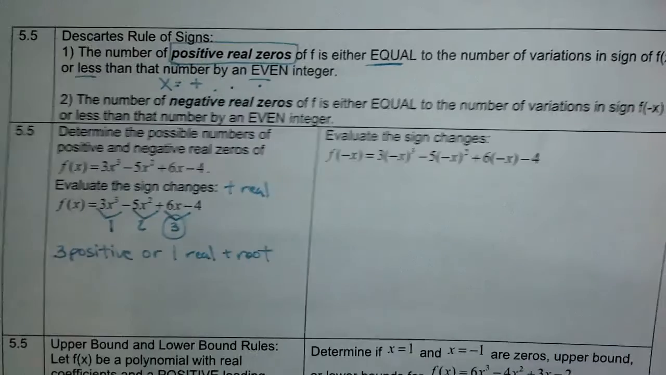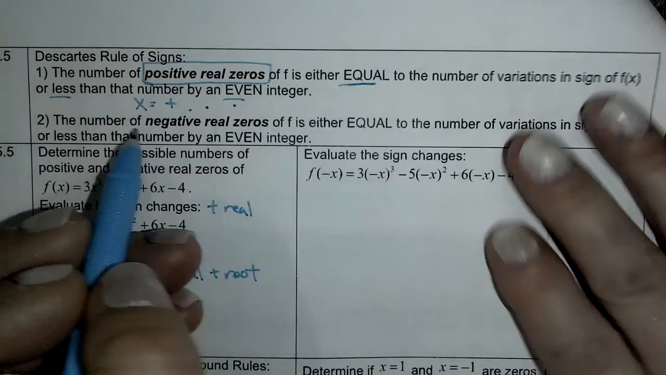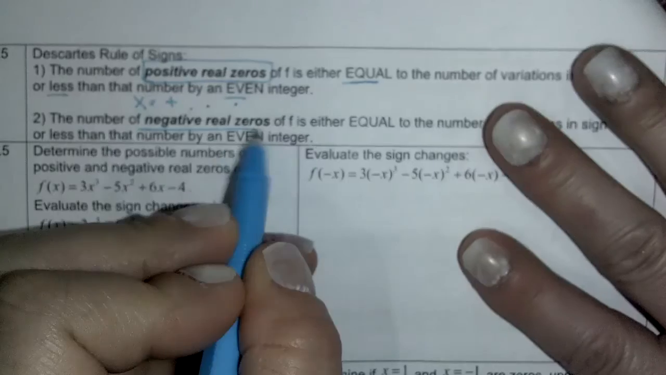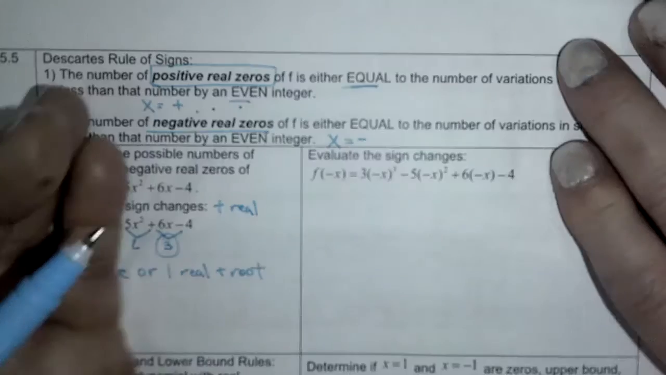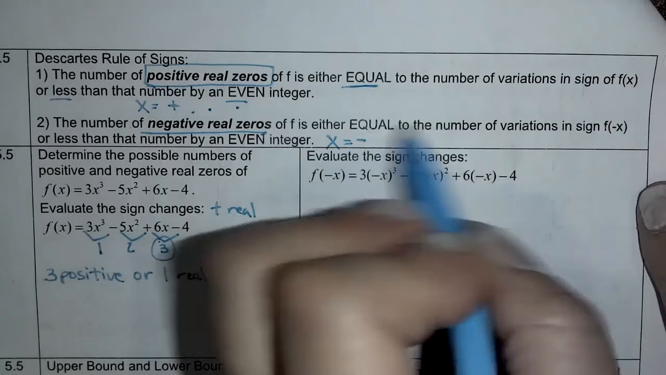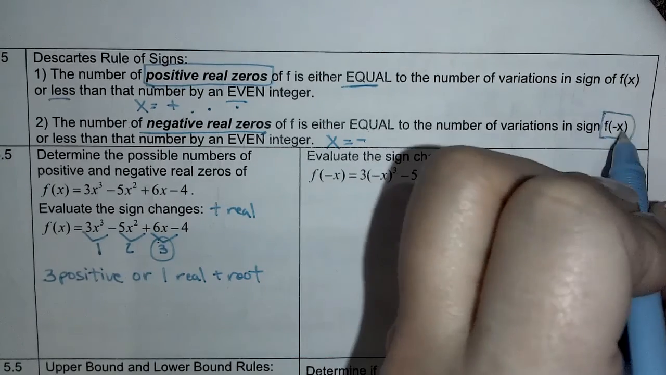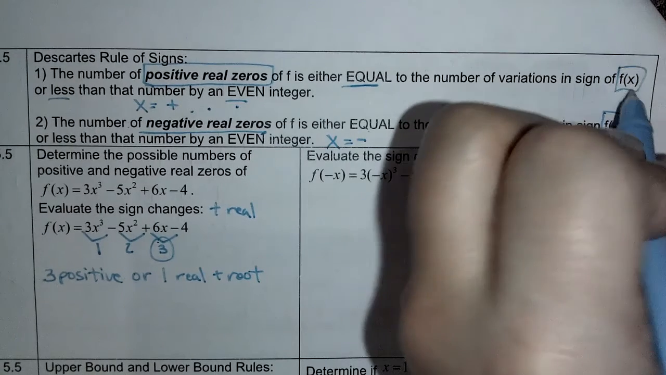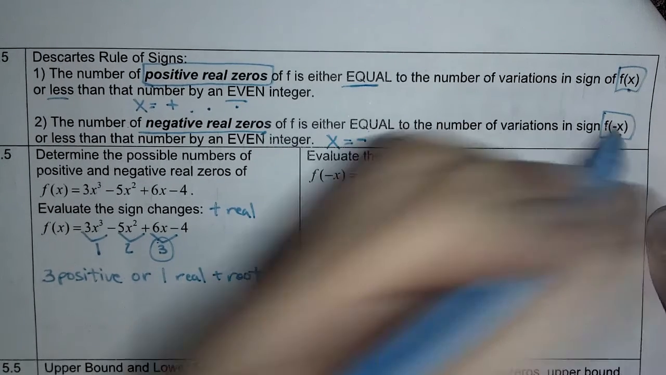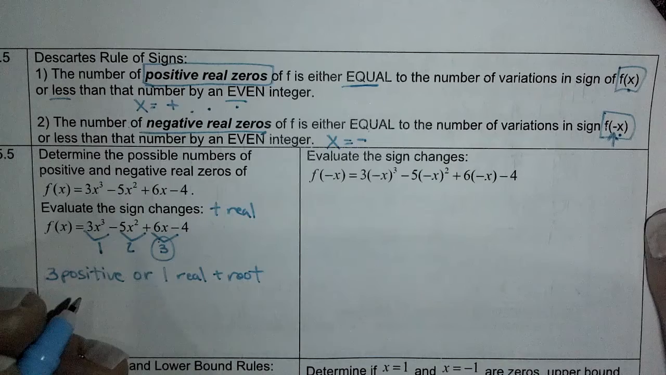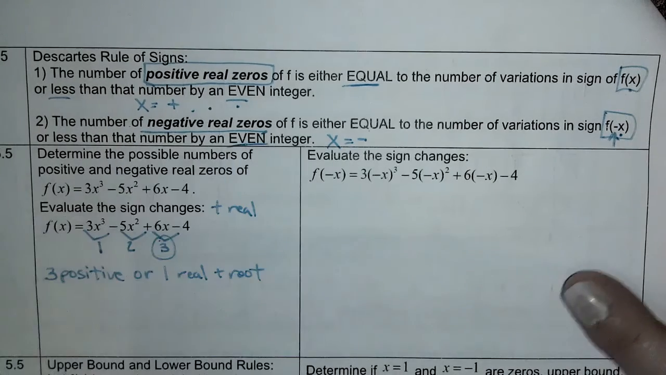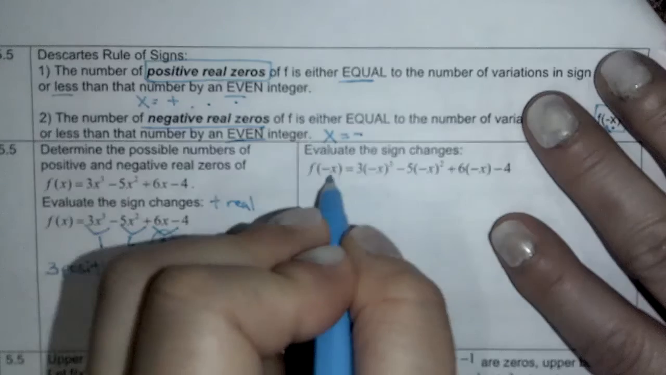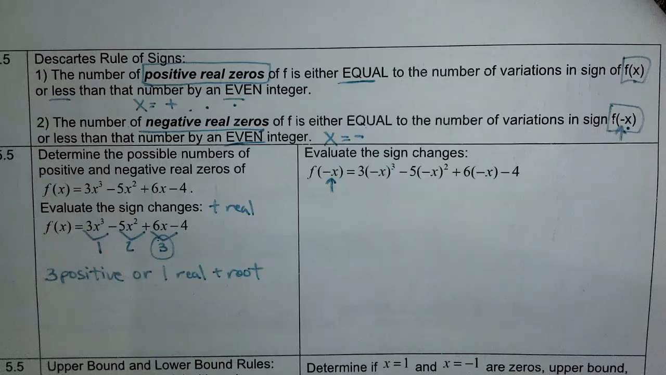All right, now let's look at the number of negative real zeros. In other words, x equals a negative real number, is either equal to the number of variations of signs of f of negative x. Notice the previous one was just the original function. This one we're going to have to plug negative x in everywhere we see an x, or less by an even integer. So the first thing we have to do is plug negative x in, and then we're going to have to solve it.